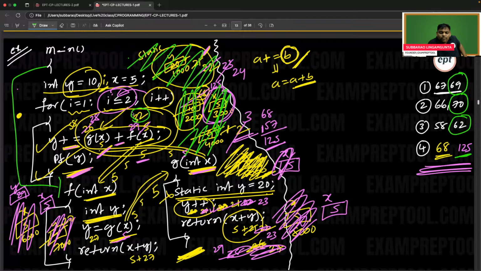Second time g of x. Second time g of x is 28. Yes or no? Second time g of 8 is 28. Yes or no? G of 8 is okay, 28. Yes, no?